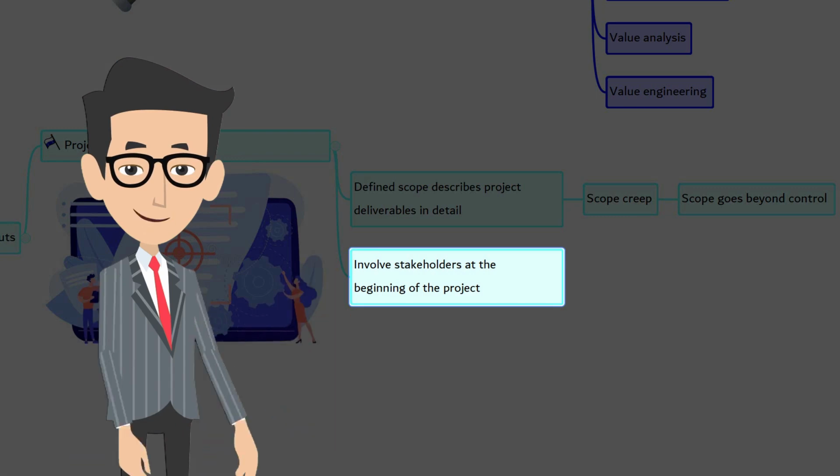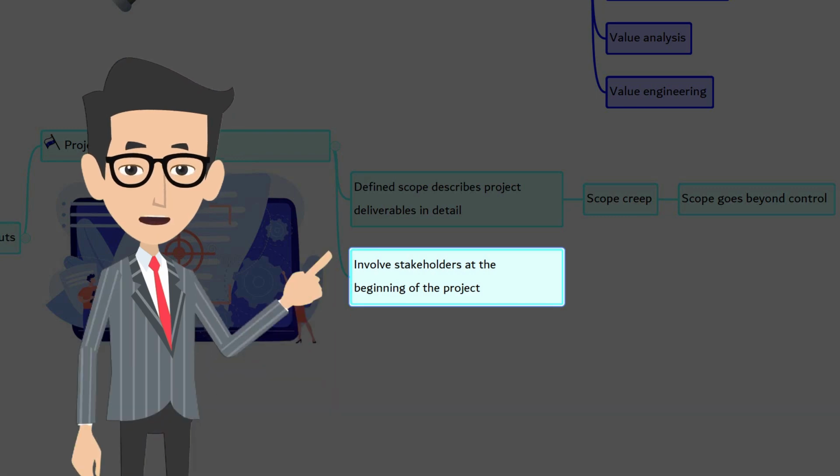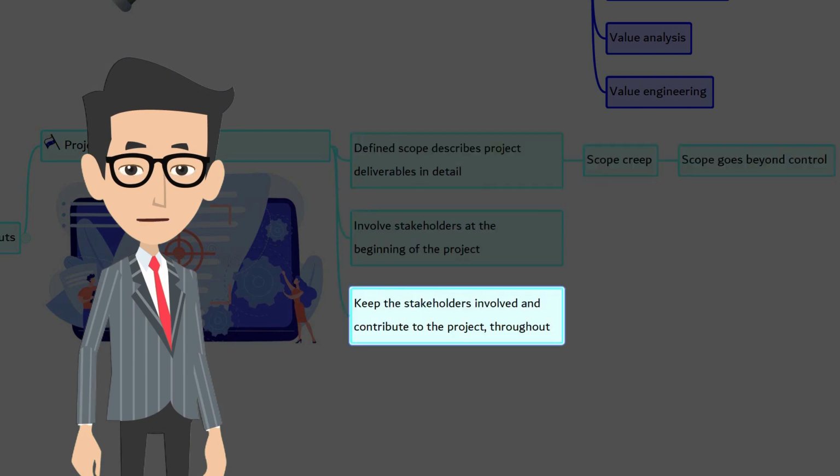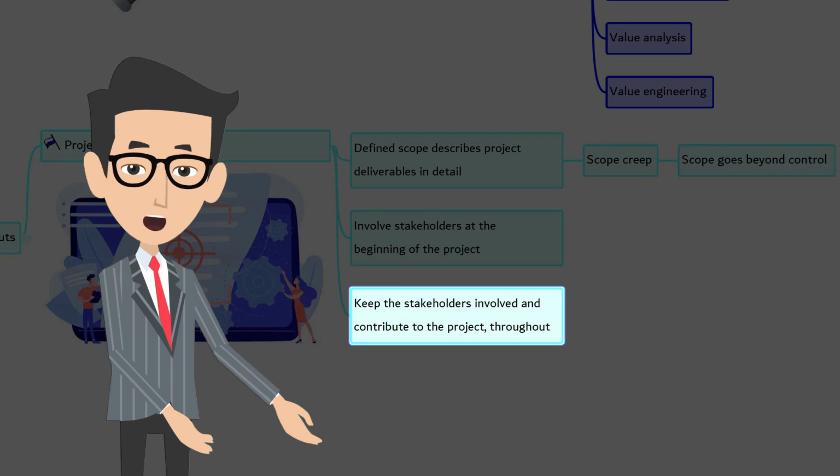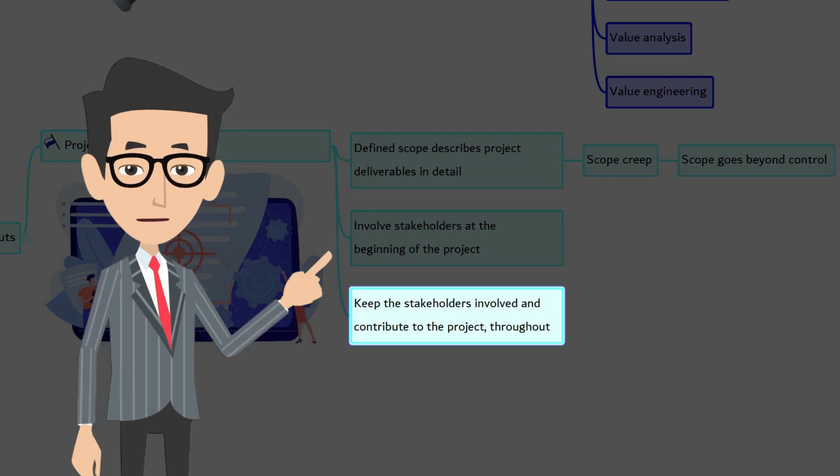It is the project manager's responsibility to involve all the key stakeholders at the beginning of the project and make them visualize the big picture of the project. In fact, the project manager has to make sure that the key stakeholders are involved and contribute to the project throughout the life cycle. This makes managing stakeholders' expectations easier.